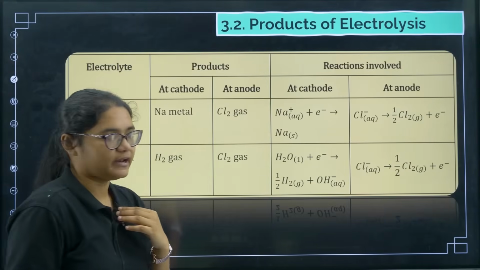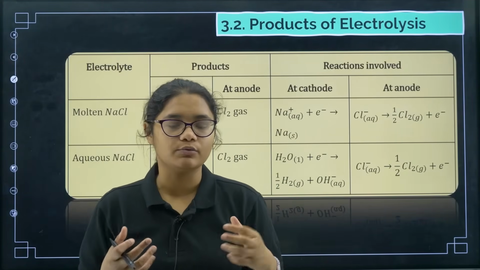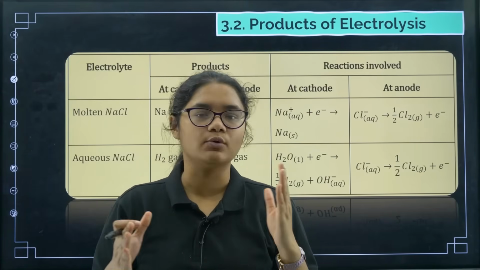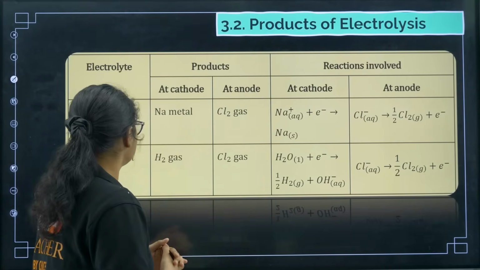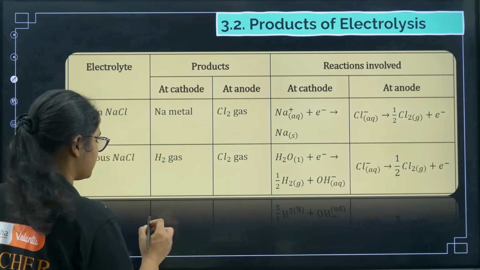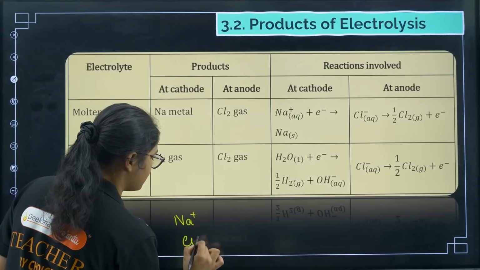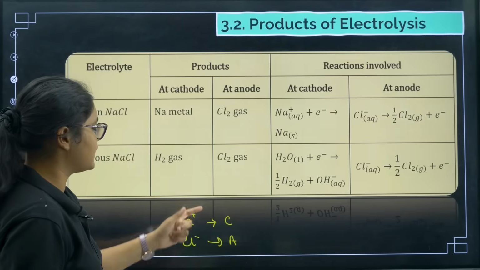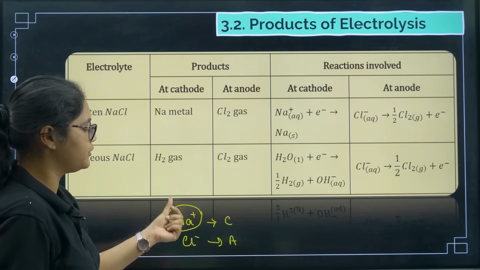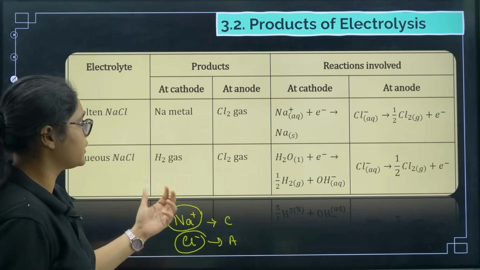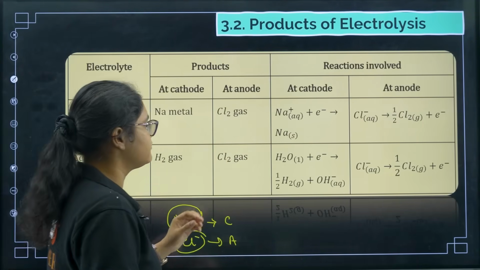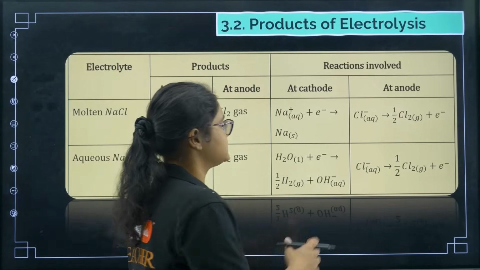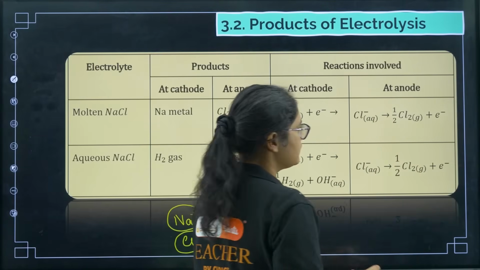Now coming to products of electrolysis. When an electrolytic solution is undergoing electrolysis, when you are dividing that solution using electricity, different products will be formed at the anode and at the cathode. Let us see that. If you take molten NaCl, you have Na plus and Cl minus. Na plus will move towards the cathode and Cl minus will move towards the anode. At the cathode we have reduction, so sodium metal will be produced. At the anode, chlorine gas will be produced. The cathode reaction is Na plus plus electron gives you Na, and Cl minus gives half Cl2 plus electron, that is your anode reaction.